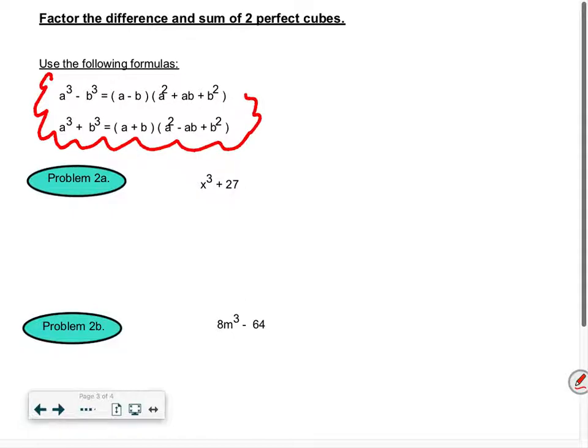Okay, write these down. These are very important. These are our equations, our formulas for sum and difference of perfect cubes. Cubes meaning exponents to the third. It's a long formula, but it's honestly not that bad. You just have to remember that with your minus, you subtract first and then add the rest. When you add first, you subtract in the middle.